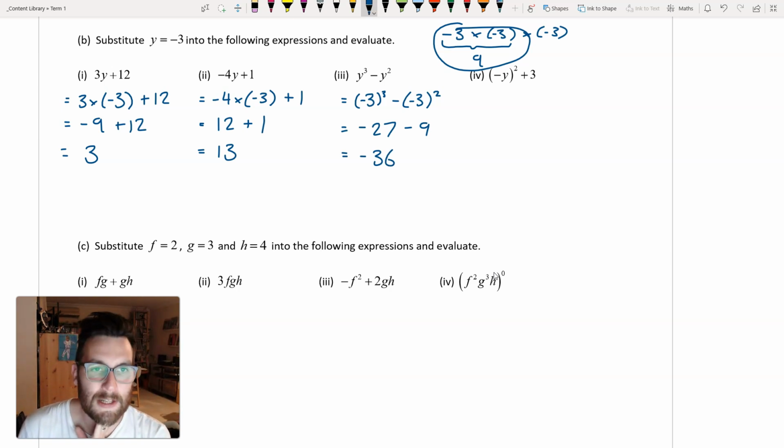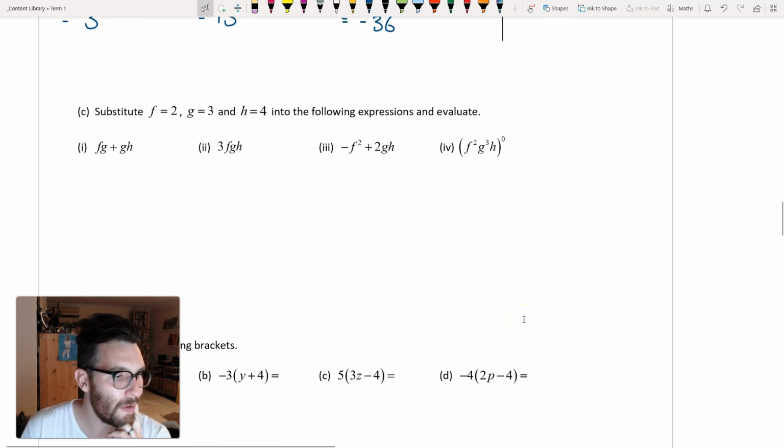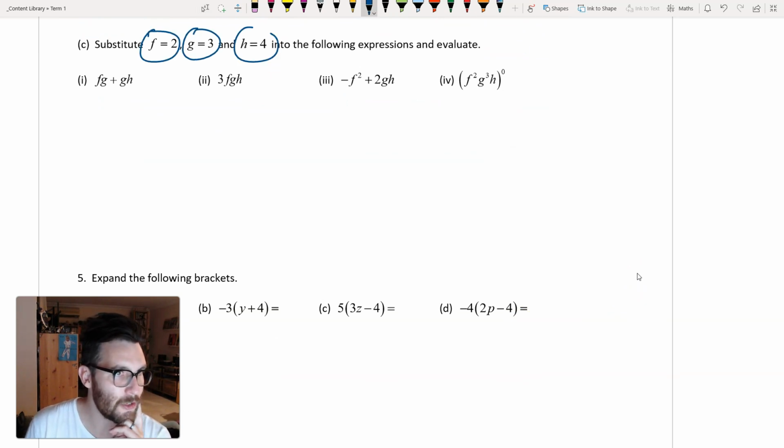Cool. Next one, we've already done negative y squared in the previous question. So that's 9. Add 3 onto that gives us 12. Woohoo. Let's keep going. For the next one, we've got a bit of a combination. So we've got f is equal to 2, g is equal to 3, and h is equal to 4.